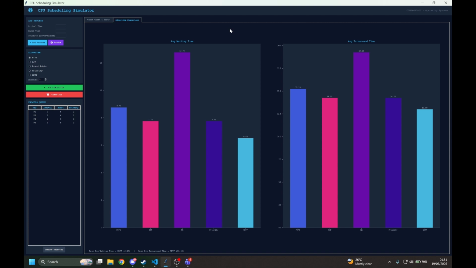The most valuable outcome of this project wasn't just a working simulator, it was building a real understanding of why each algorithm behaves differently and what the trade-offs look like in practice.